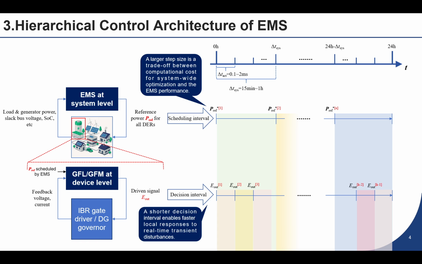In short, a shorter decision interval for device-level controllers enables faster local responses to transient events, while avoiding introducing huge computational burden to the system-level EMS, which is a key advantage of the hierarchical EMS architecture.